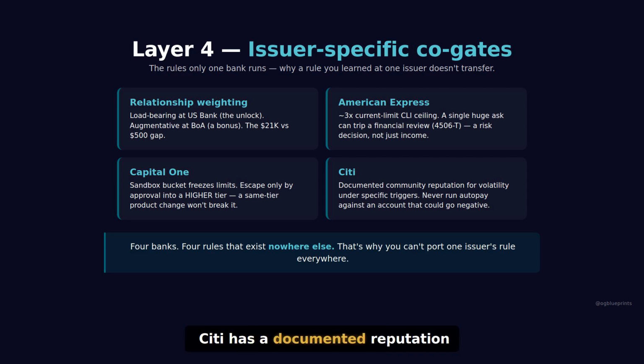Citi has a documented reputation in the community for volatility under specific triggers. A return payment or an auto pay that bounces can prompt a sharp account review. And unlike a normal late payment ding, those cuts don't always reverse. I'm not going to put a dollar figure on that because that's a community data point, not published Citi policy. The operational takeaway is simple. Never run Citi AutoPay against an account that could go negative.